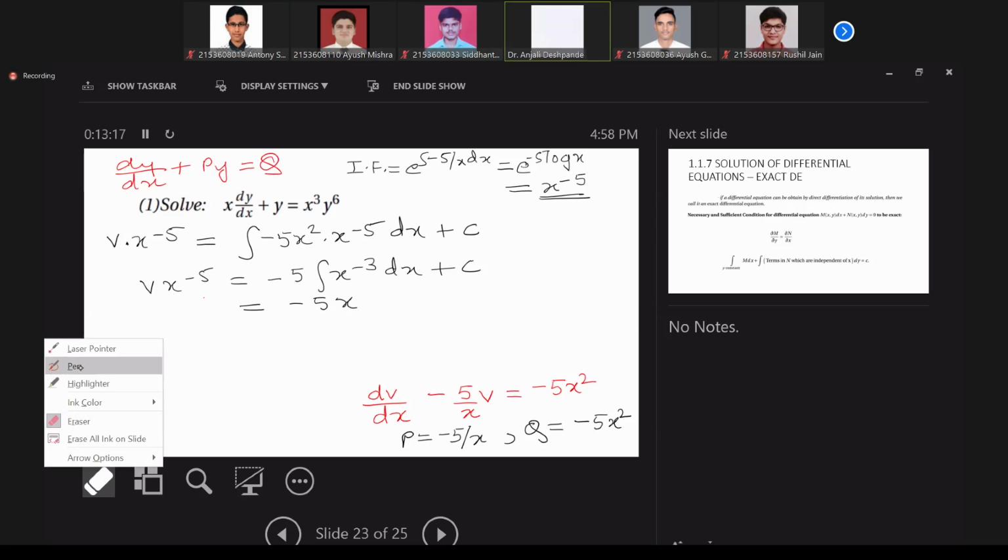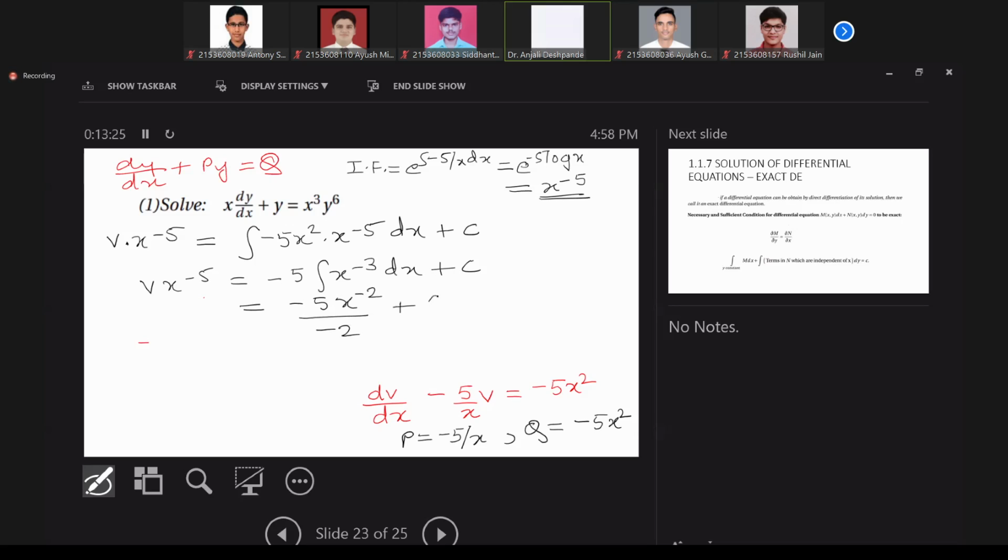Integration of x raised to n, you know it, x raised to n plus 1 divided by n plus 1. So minus 2 divided by minus 2, right? Plus c. Okay, now in the last step, we must resubstitute the value of v. What value we had given to v? Y raised to minus 5, isn't it? So y raised to minus 5, x raised to minus 5 is equal to 5 by 2 into x raised to minus 2 plus c.